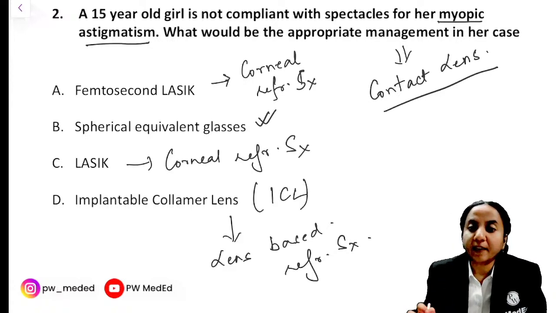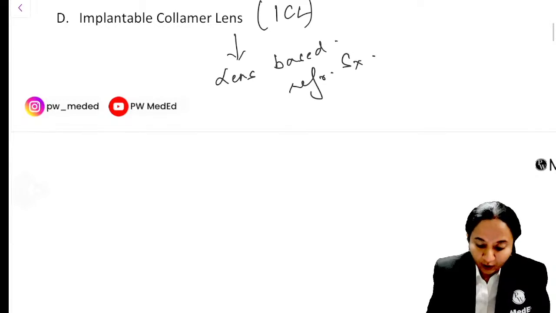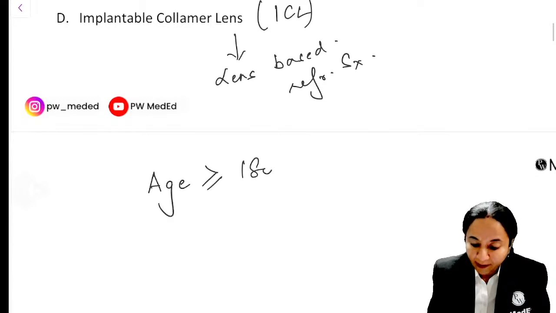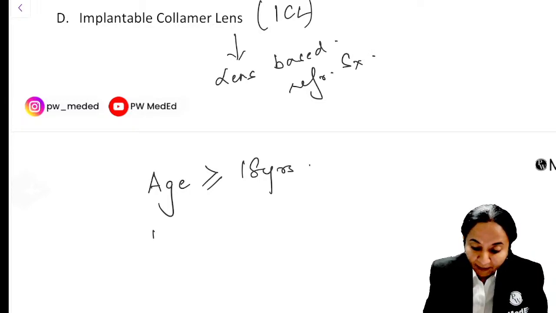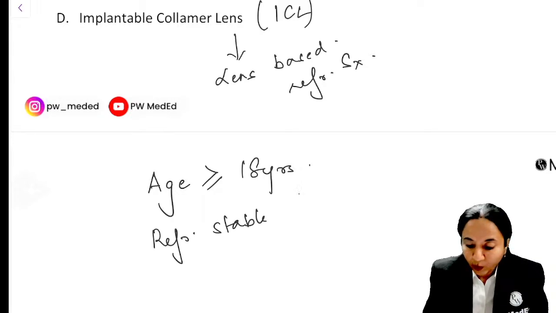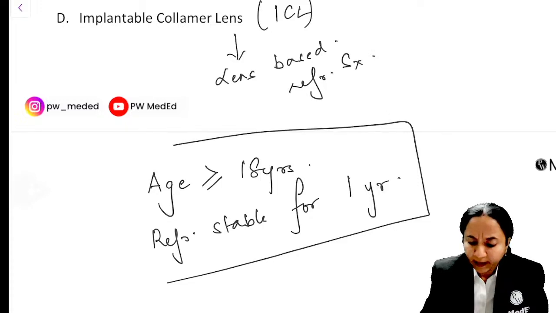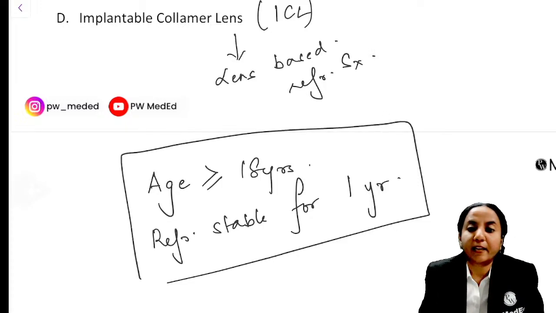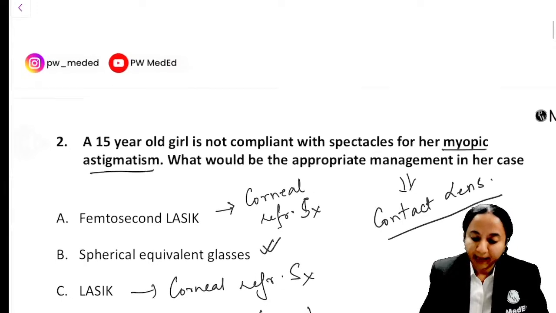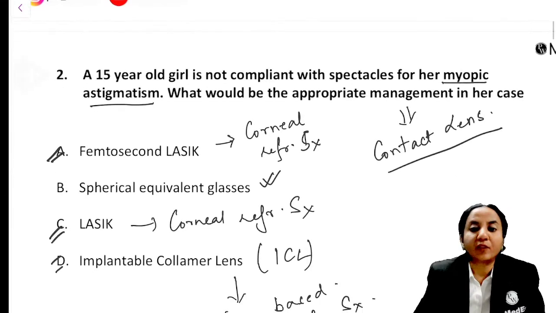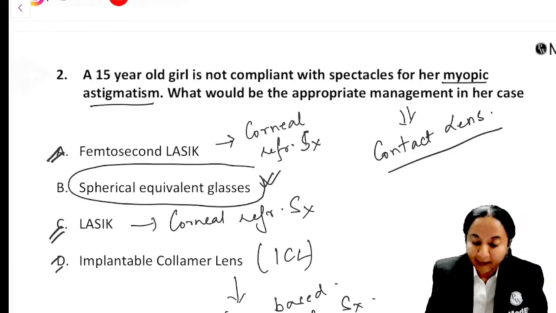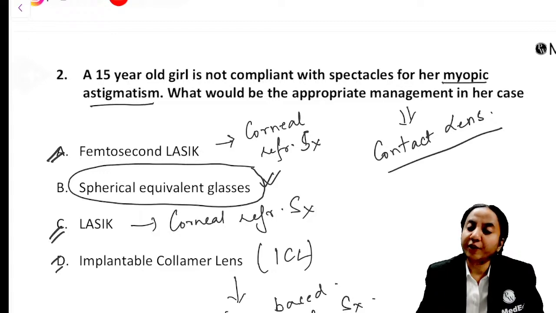Now the primary eligibility criteria for any refractive surgery is that the age of the patient should be more than or equal to 18 years. And secondly, it is also important that the refraction should be stable for at least 1 year. For the past 1 year, the refraction should not have changed. These are the primary criteria for any refractive surgery. So whether it's a cornea-based or a lens-based refractive surgery, we cannot do it for children. That's why all these are contraindications. That's why we are left with only spherical equivalent glasses, which is our answer. Ideally, we should be shifting this child to contact lenses, but because that's not there in the options, we are marking spherical equivalent.